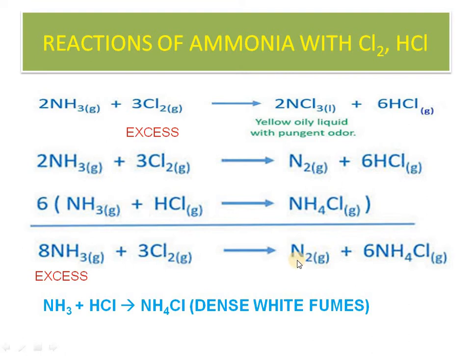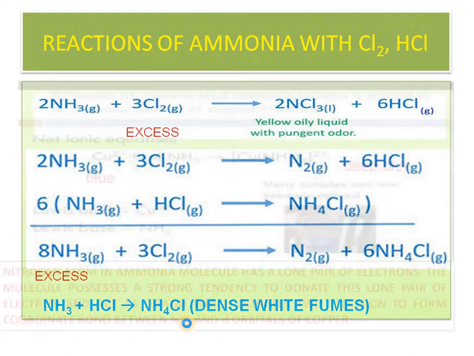In parts, we can also write that ammonia plus chlorine gives N2 plus HCl, then ammonia again reacts with HCl to give ammonium chloride. So you need to remember the final reactions are these two. If chlorine is in excess, NCl3 will be formed along with HCl. If ammonia is in excess, ammonium chloride plus nitrogen will be formed. And the reaction with HCl is very simple. Dense white fumes of ammonium chloride will be formed, which is a sublimable substance.